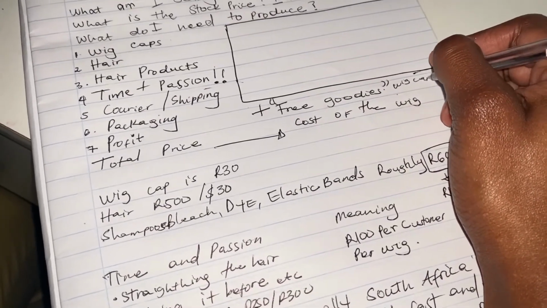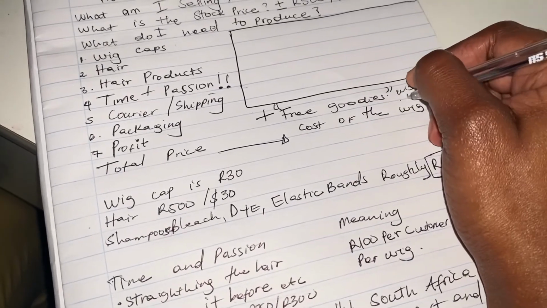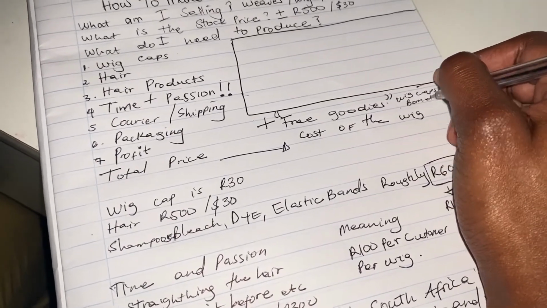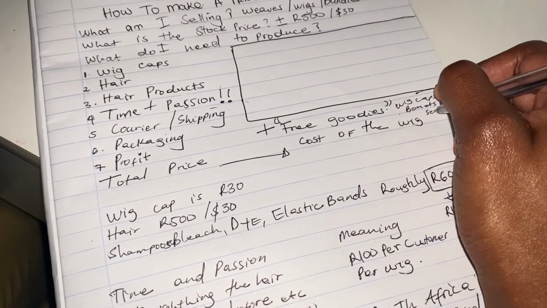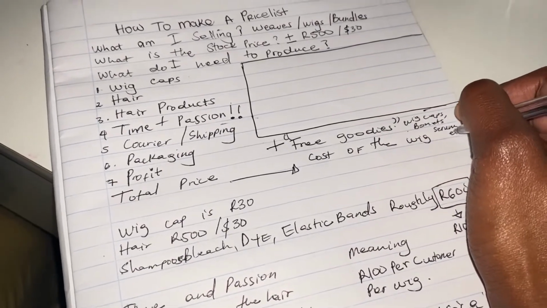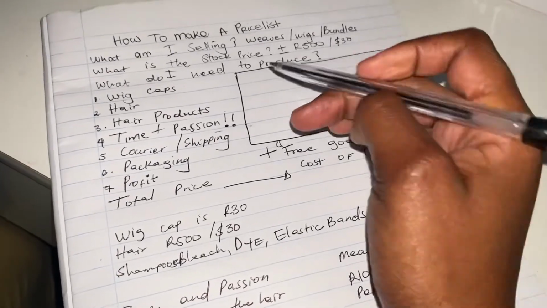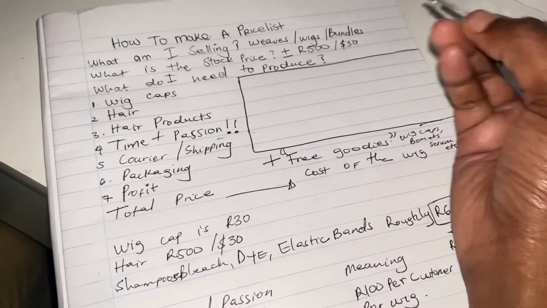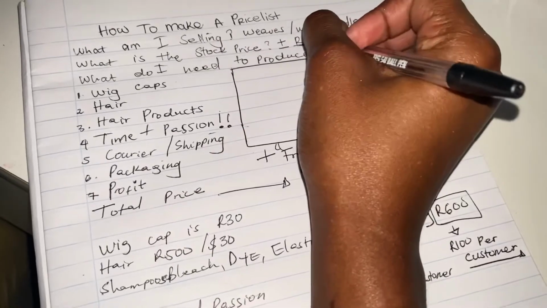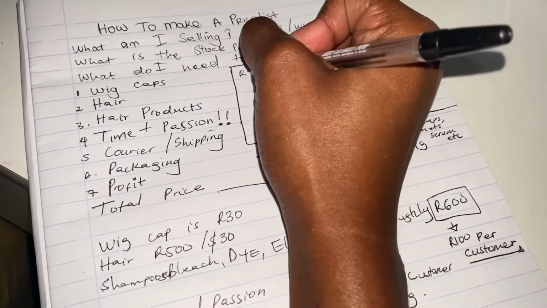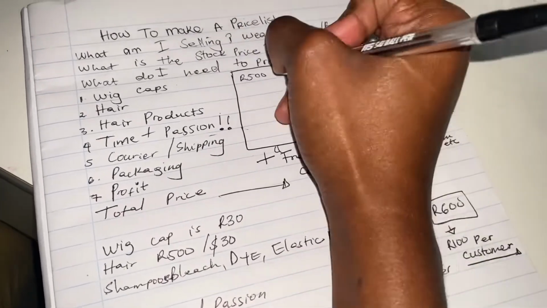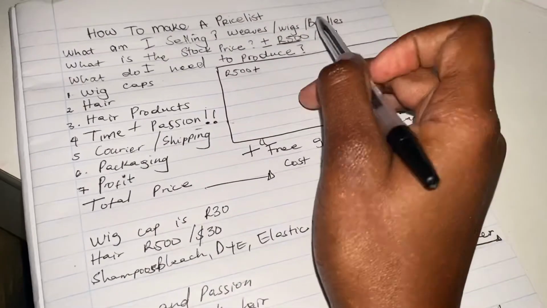So you have to add everything that we talked about in this video in order for you to see how much you should literally charge your customer. I was just trying to emphasize what the free goodies are here. So I'm just going to write down the numbers and then come back with the price. Remember, this is an example, okay?